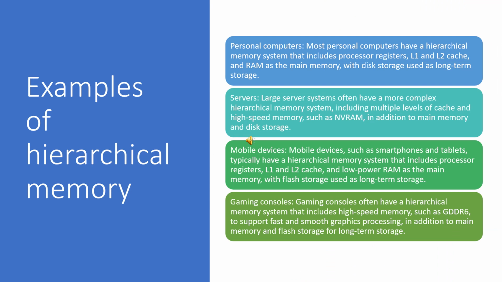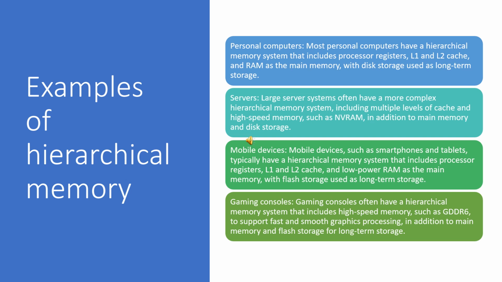Examples of hierarchical memory system. Personal computers. Most personal computers have a hierarchical memory system that includes processor registers, L1 and L2 cache, and RAM as the main memory, with disk storage used as long-term storage. Next point is servers. Larger server systems often have a more complex hierarchical memory system, including multiple levels of cache and high-speed memory such as NVRAM, in addition to main memory and disk storage.